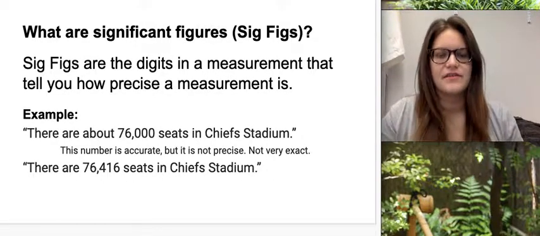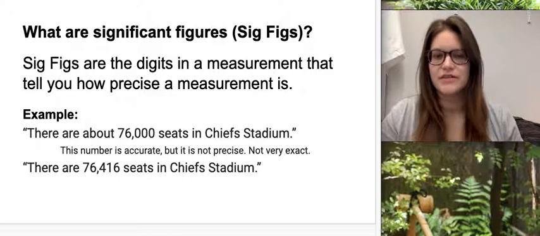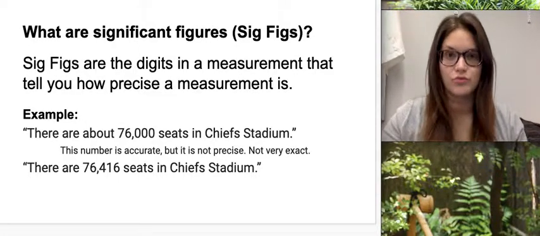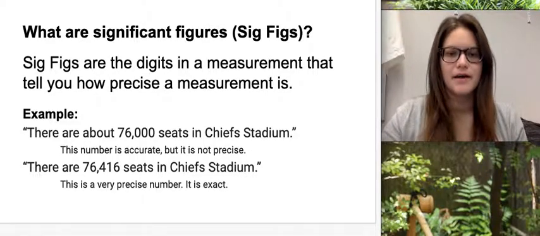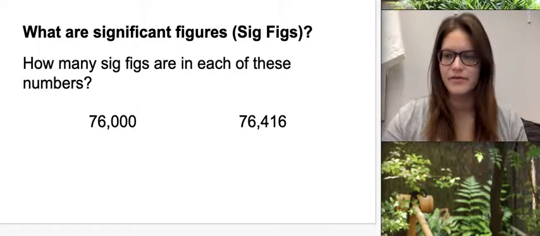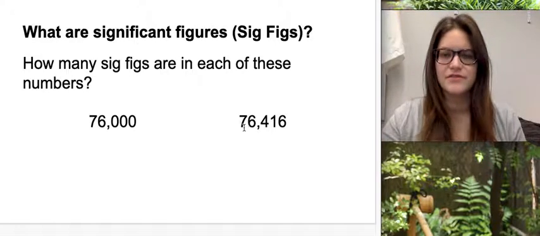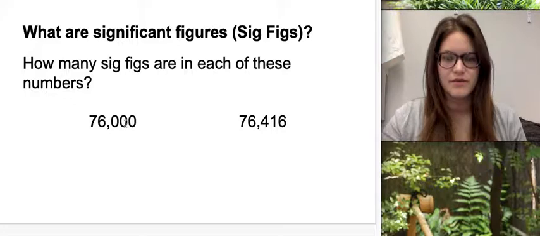Now, if I say that there are 76,416 seats in the Chiefs Stadium, that is both a correct, accurate number, but it is also very precise. It is exactly the number of seats in Chiefs Stadium. Now let's compare them. So we have 76,000 versus 76,416. Obviously, this one is less precise.